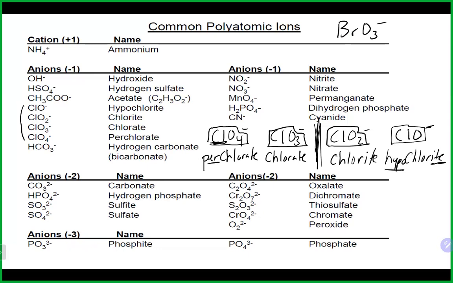So Br is bromine, right? So that would be bromate. What would IO3 minus be? That would be iodine, and it would be iodate. So you could swap out any of those for a halogen. They're basically named the same way.